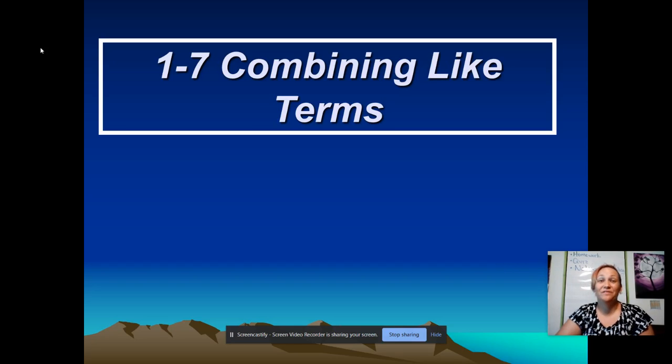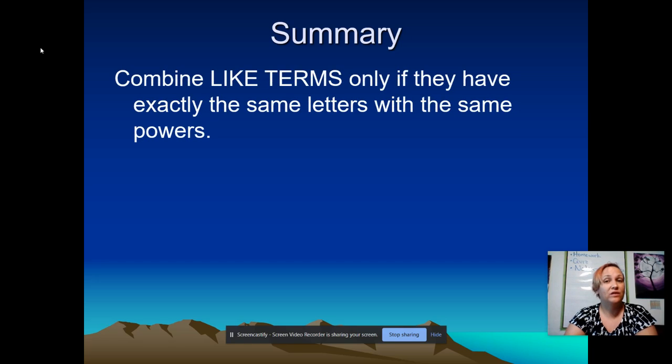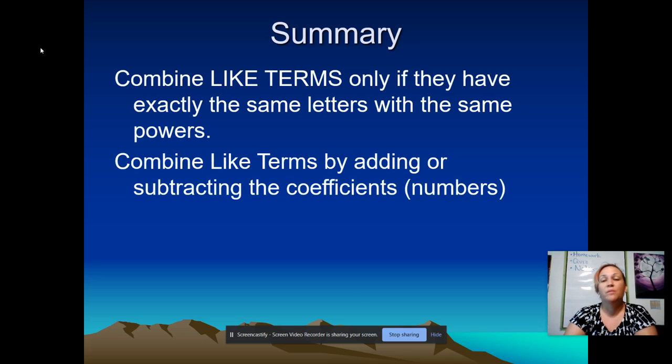All right, guys, time for part two of combining like terms. This is actually going to be a combination of our first video and our video from all the way last Friday. Just a reminder from our first video, we learned that when you're combining like terms, you can only combine them if they have the same letters with the same exponents or power. When you're combining like terms, you're going to add or subtract only the coefficients, the numbers in front of the variables. You're going to keep the variables the same.